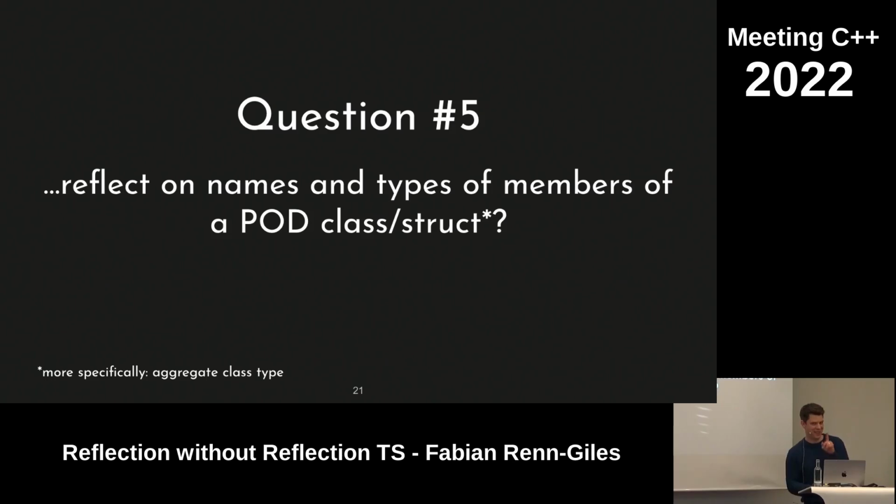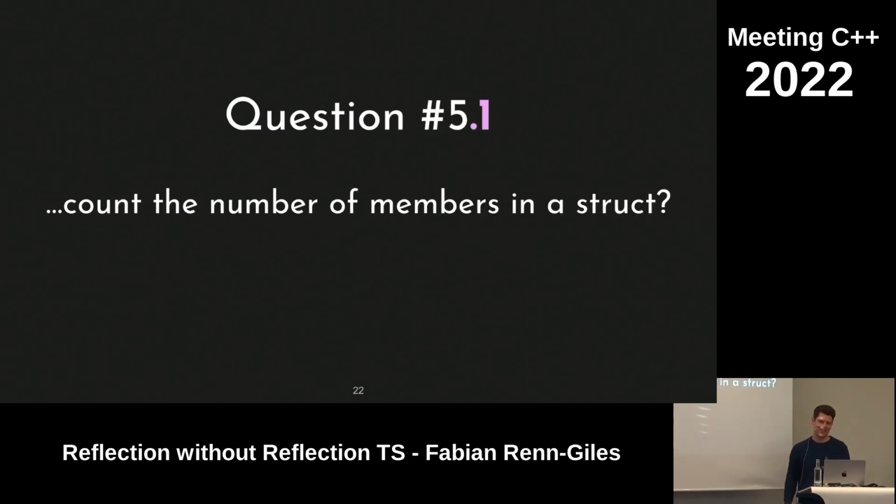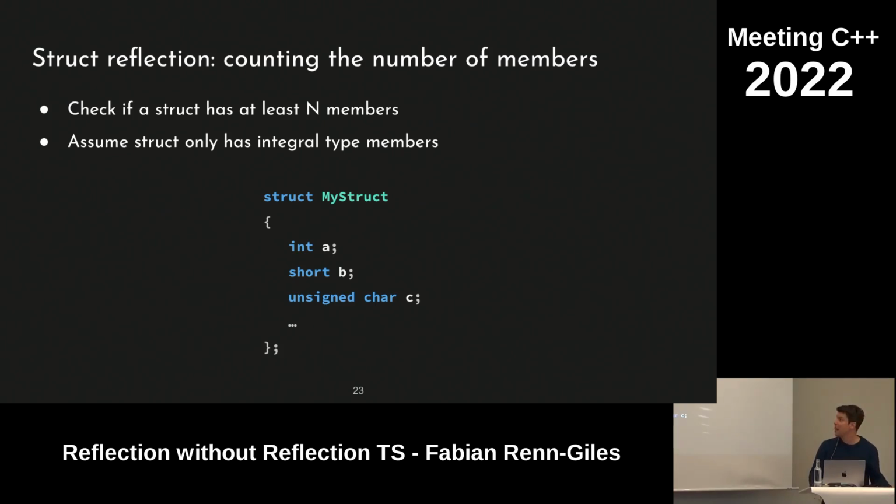Okay, let's leave that unspecified for a moment, because we're going to put this into sub-questions, and there we can answer this more. Can we count the number of members in a struct with pure C++, only standard compliant code? Yes, we can. And we're going to use SFINAE again, but let me make this a bit simpler for me, and then we'll relax some assumptions. First, instead of counting the number of members of a struct, we're going to check if a struct has at least n members. And then we're going to limit the struct to only have integral type members, and we're going to relax both of them. But let's just assume that we have a struct like this that only has integral type members.